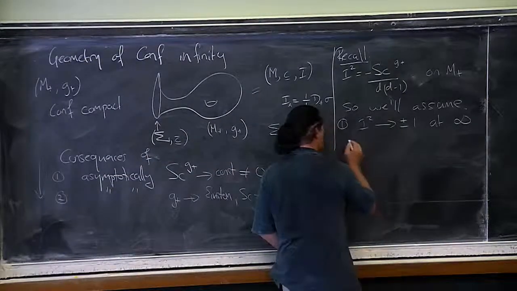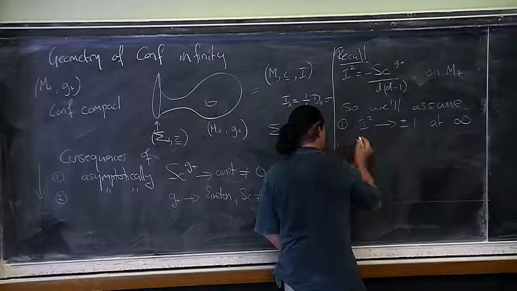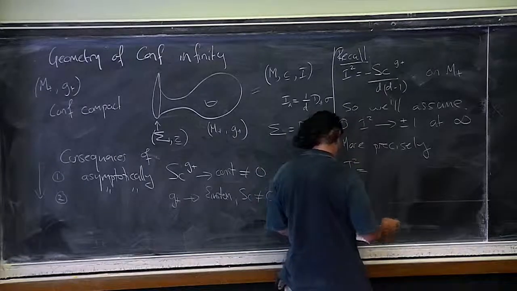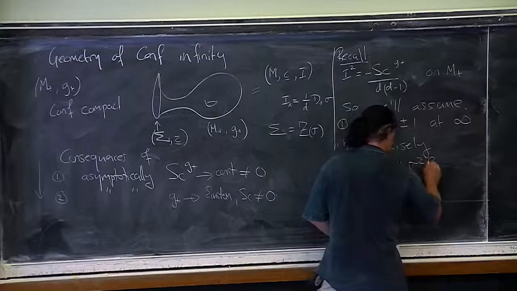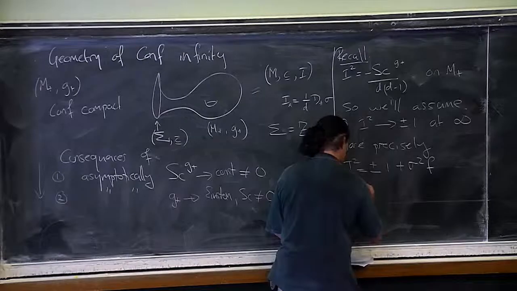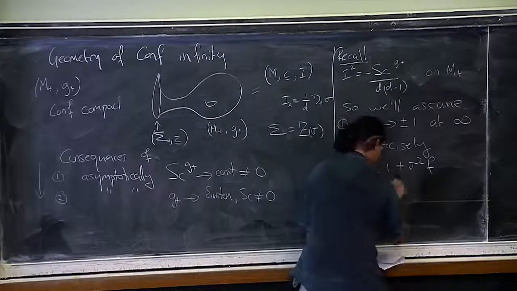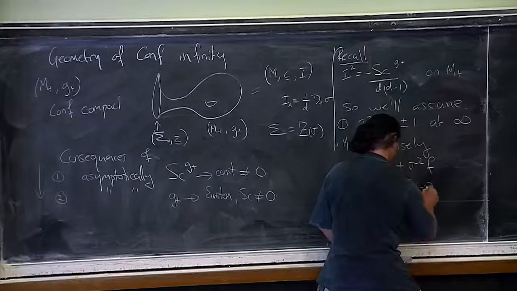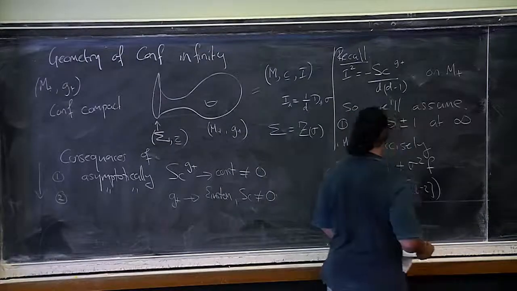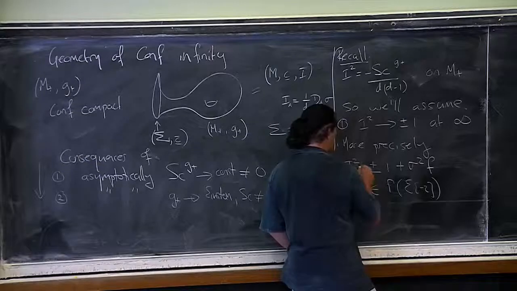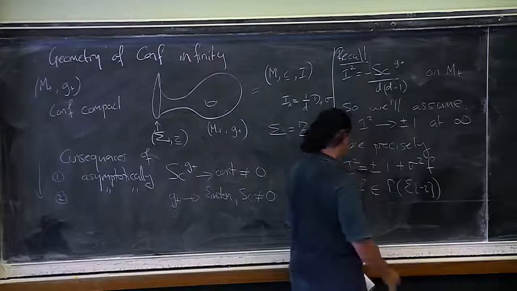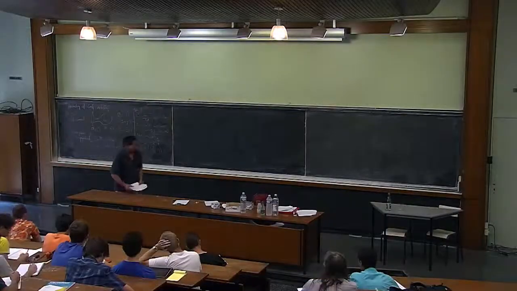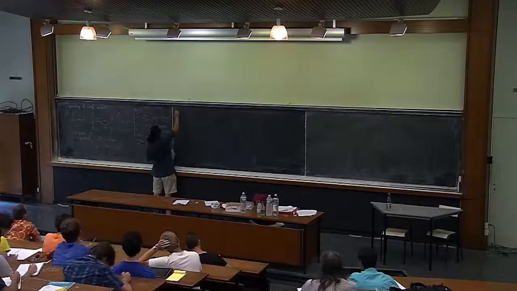In fact, more precisely, I'm going to assume that I squared is equal to plus or minus 1 plus sigma squared f, where f is some smooth weighted function. It's just some section of an appropriately weighted density bundle, I guess weight minus 2, but smooth. So that's how I'm going to assume that the scalar curvature becomes asymptotically constant. This would be the same as saying the scalar curvature has that sort of behavior up to this d minus 1 factor. Okay, so making that assumption, we have this proposition.